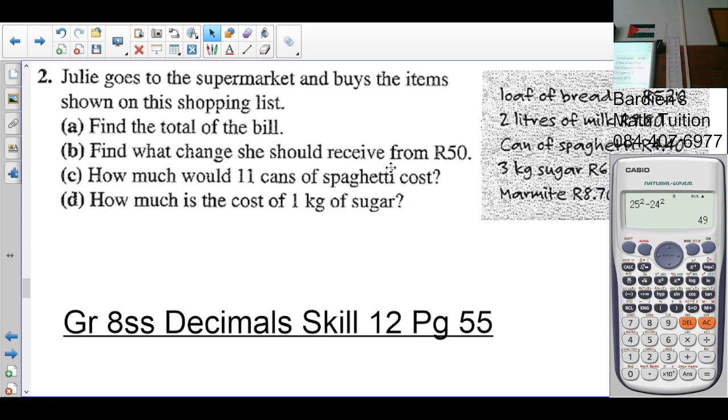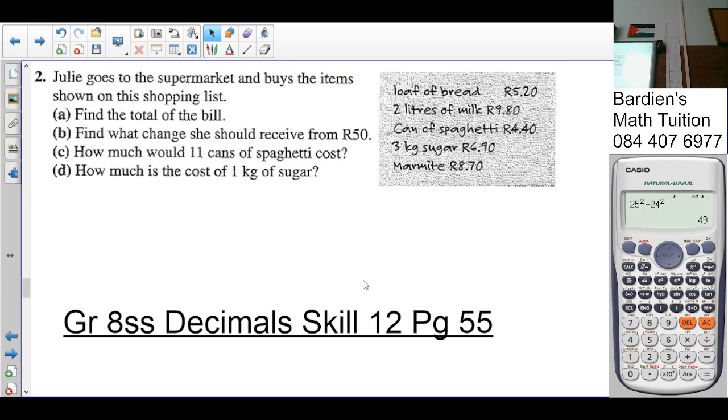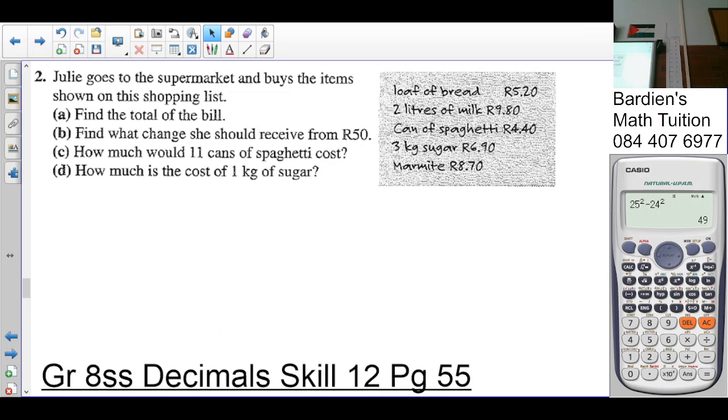Number 2. So now reduce this as it is, without the calculator. Julie goes to the supermarket and buys the items shown on the shopping list. A loaf of bread is 5,20. 2 liters of milk, 9,80. Can of spaghetti, 4,40. 3 kilos of sugar, 6,90. Marmite, you guys know what Marmite is? Yes. It's 8,70. Find the total of the bill.